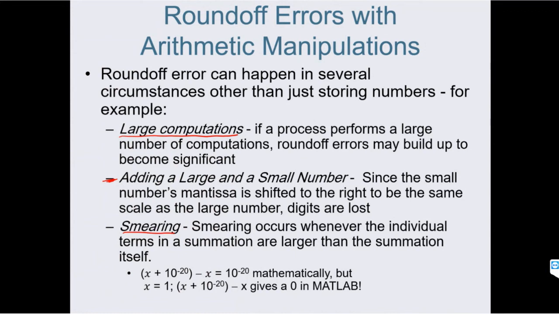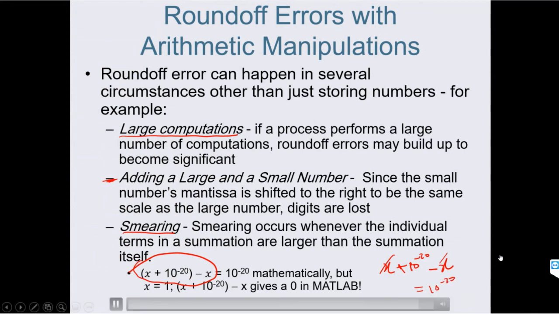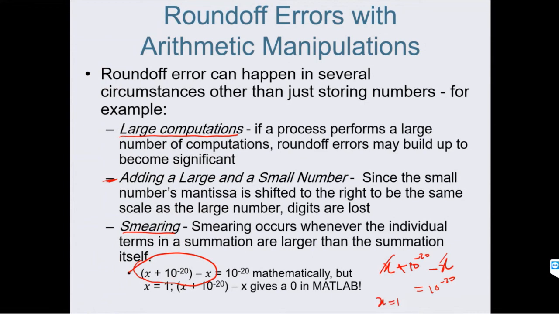We'll go to smearing. Smearing is when an individual term in the summation is larger than the summation itself. For example, if you have this summation, which is x plus 10 to the power minus 20 minus x, of course mathematically x and minus x cancel and your answer is 10 to the power minus 20. Now what if x is equal to 1? This is the case where the individual term x is equal to 1, and 1 is much bigger than the final answer that you expect to get, which is 10 to the power minus 20.